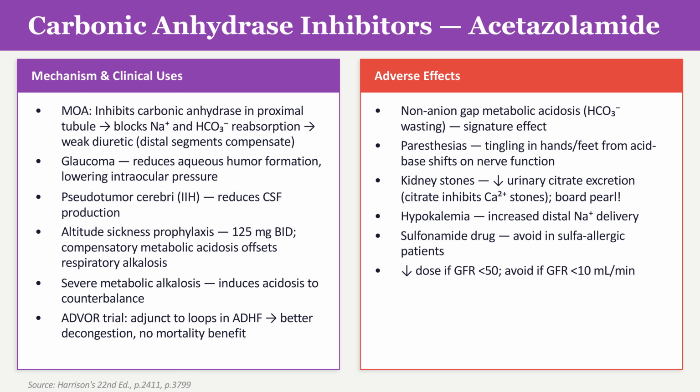Its niche clinical uses are where it shines: glaucoma, because CA is needed to make aqueous humor; pseudotumor cerebri, because CA makes CSF; and altitude sickness, where 125 milligrams twice daily causes a compensatory metabolic acidosis to offset the respiratory alkalosis from hyperventilation at high altitude.